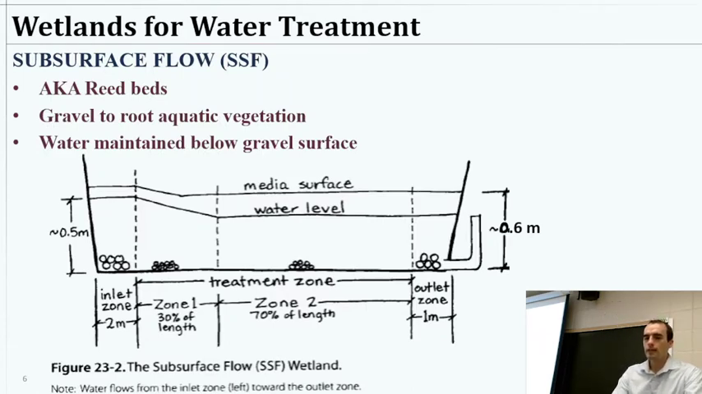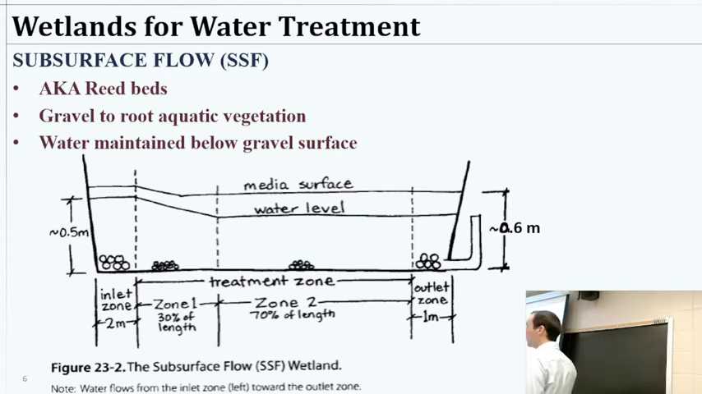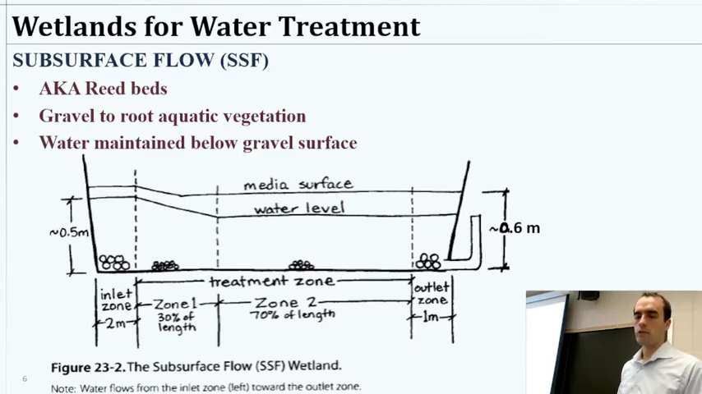Okay, so then a subsurface flow, also known as a reed bed. These designs are a little bit different in that you don't really have water exposed to the air at any point. In a way, that might actually be very nice, because that means you're not going to have as much smell coming off of there. But it's also potentially going to be a challenge concerning aeration, so providing oxygen to the system.